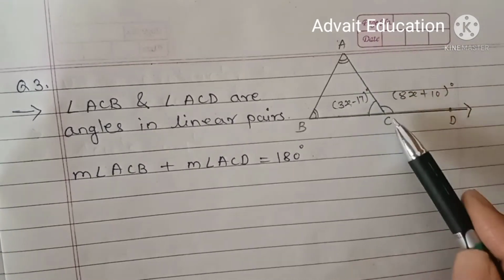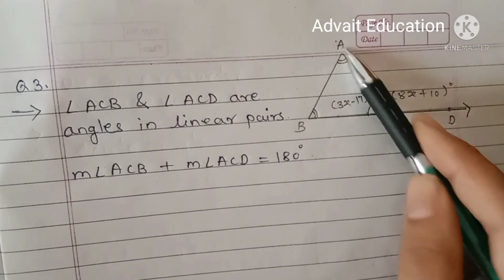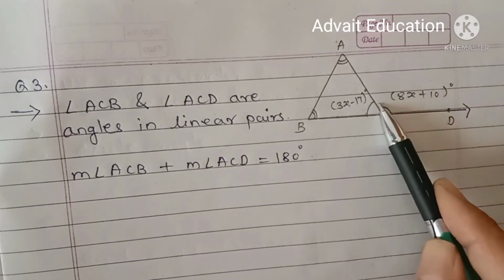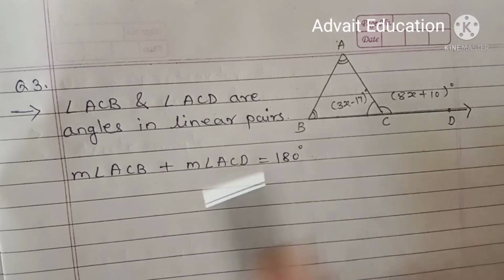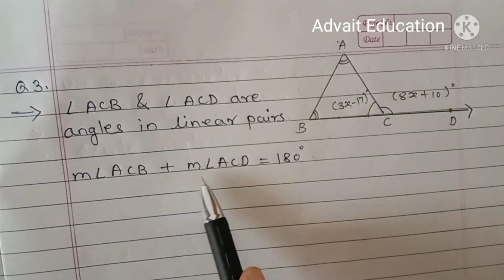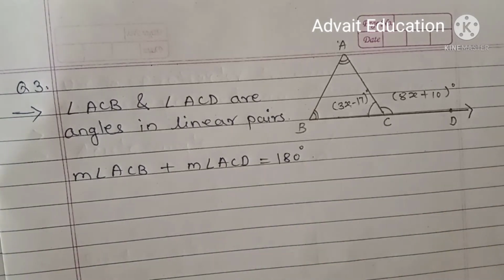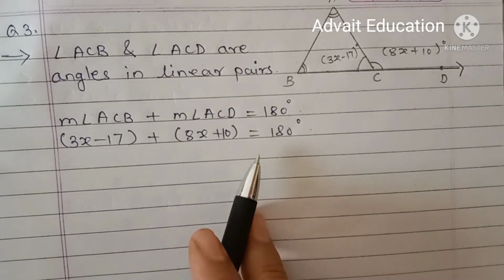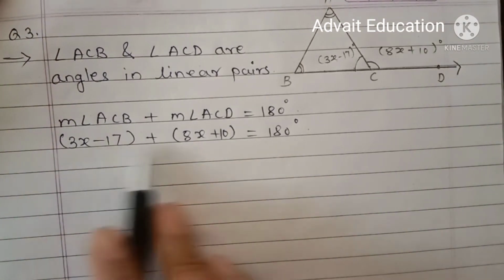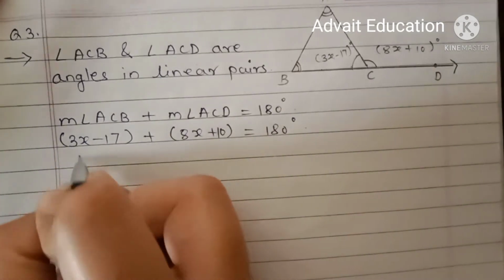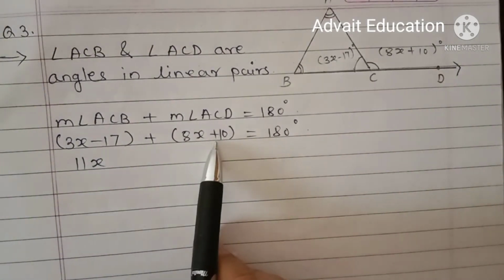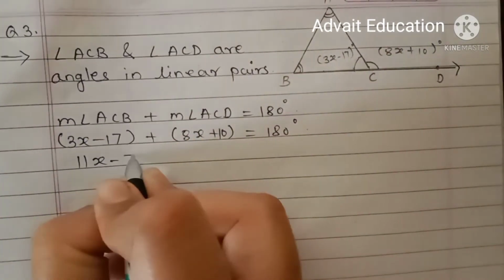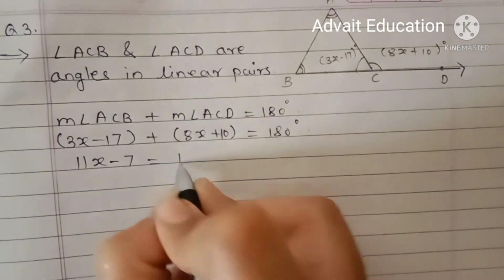See, angle ACD and angle ACB, means this and this angle, are angles in a linear pair. And all of you know the angles in a linear pair, their addition is 180 degree. That's why measure angle ACB plus measure angle ACD is equal to 180 degree. Now you have to put the values. 3x minus 17 plus 8x plus 10 is equal to 180 degree. 3x plus 8x, 11x. Minus 17 plus 10 means your answer is minus 7, is equal to this 180 as it is.